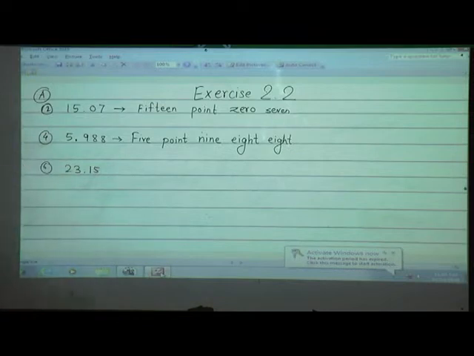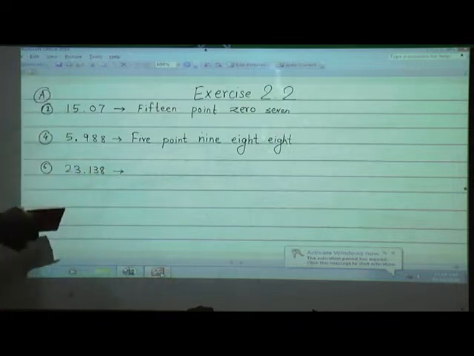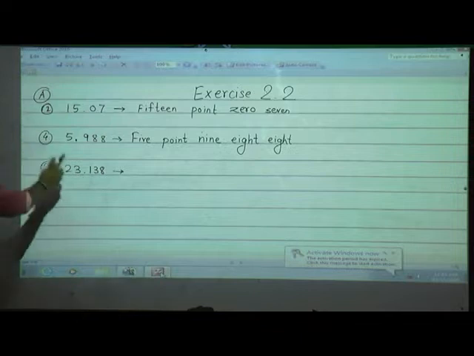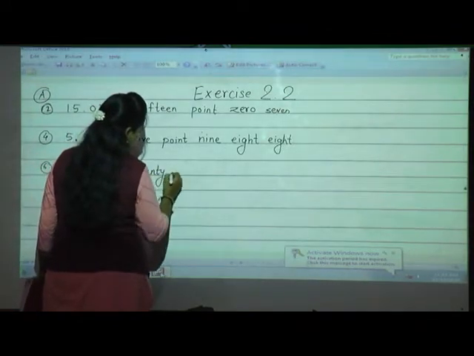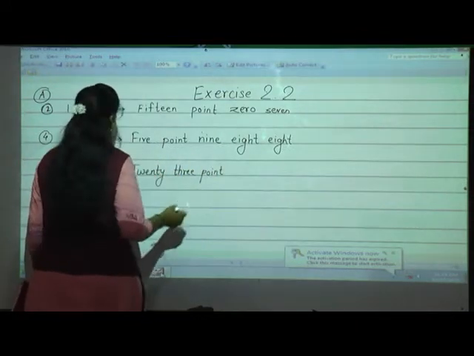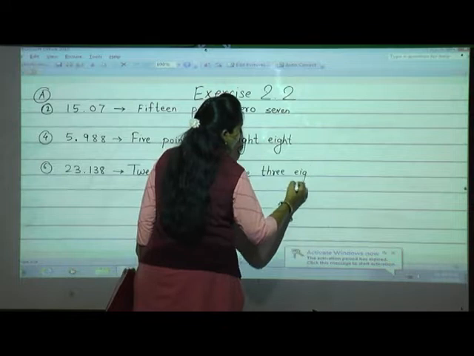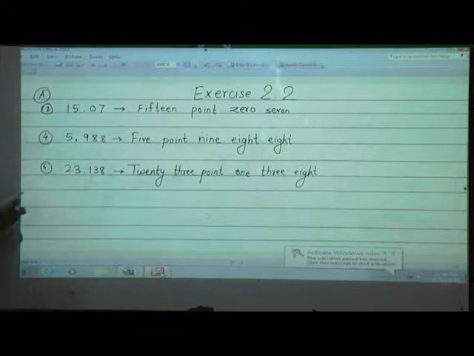23.1. See? Can you see this question? 23.138 or 138? No. After the decimal points, we have to read each digit separately. So, 23.138. Clear? Yes. Last one more I will take.